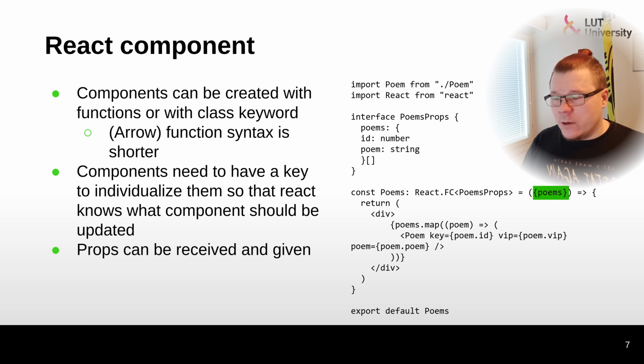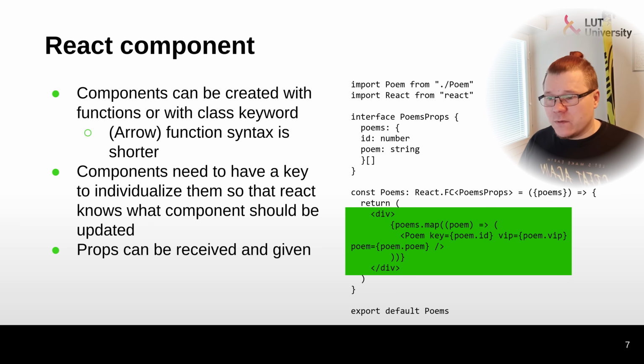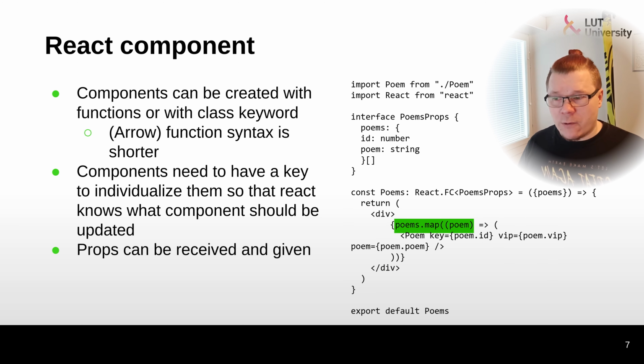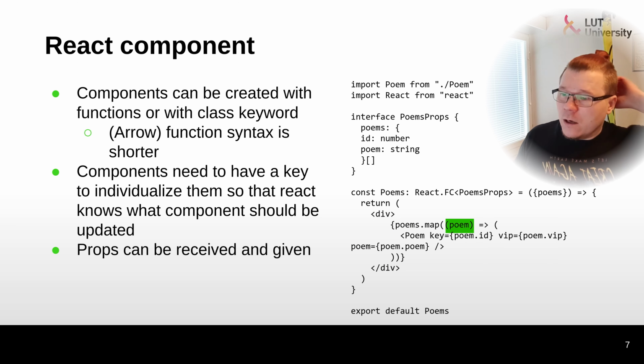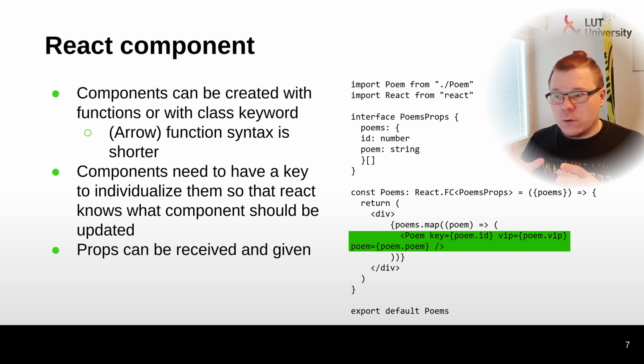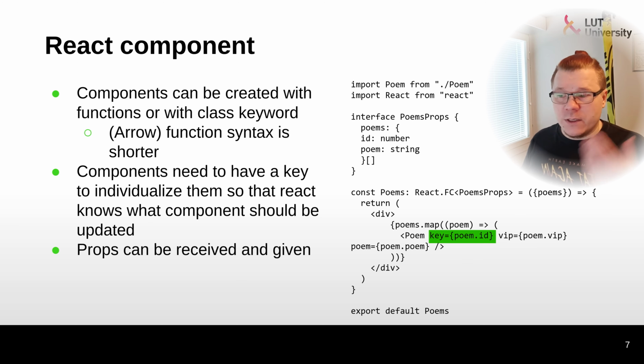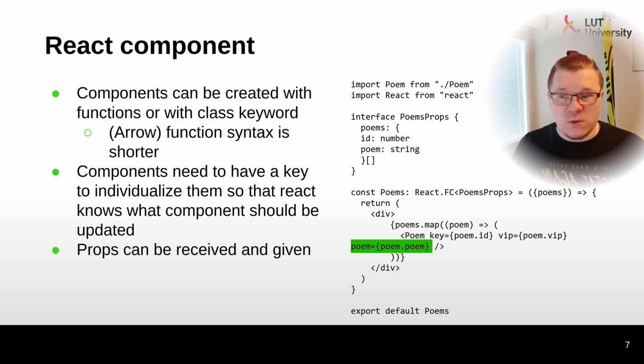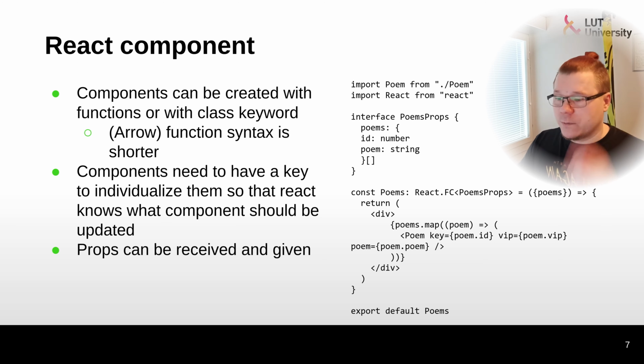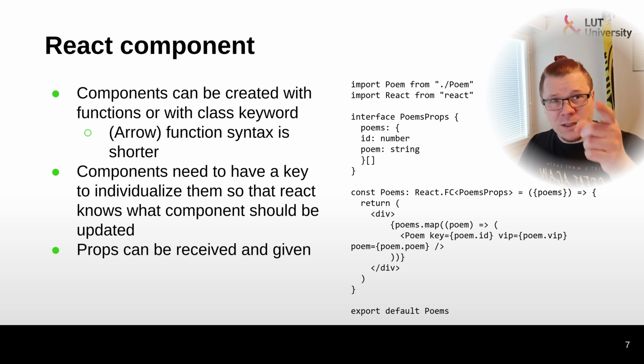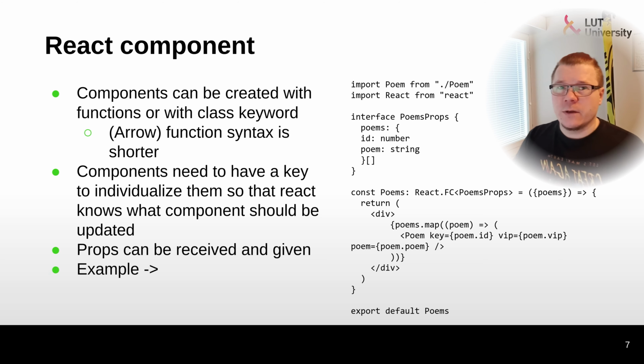And then we are building this div element, and inside this div element we are going through this poems array, taking one poem out of that array, and then creating a new component called Poem, and we are giving it a key, so it's unique, and then we are just giving this poem as a prop. So the actual poem is given as a prop to this Poem component. Does this look silly? Let's have an example on this and make it clear.